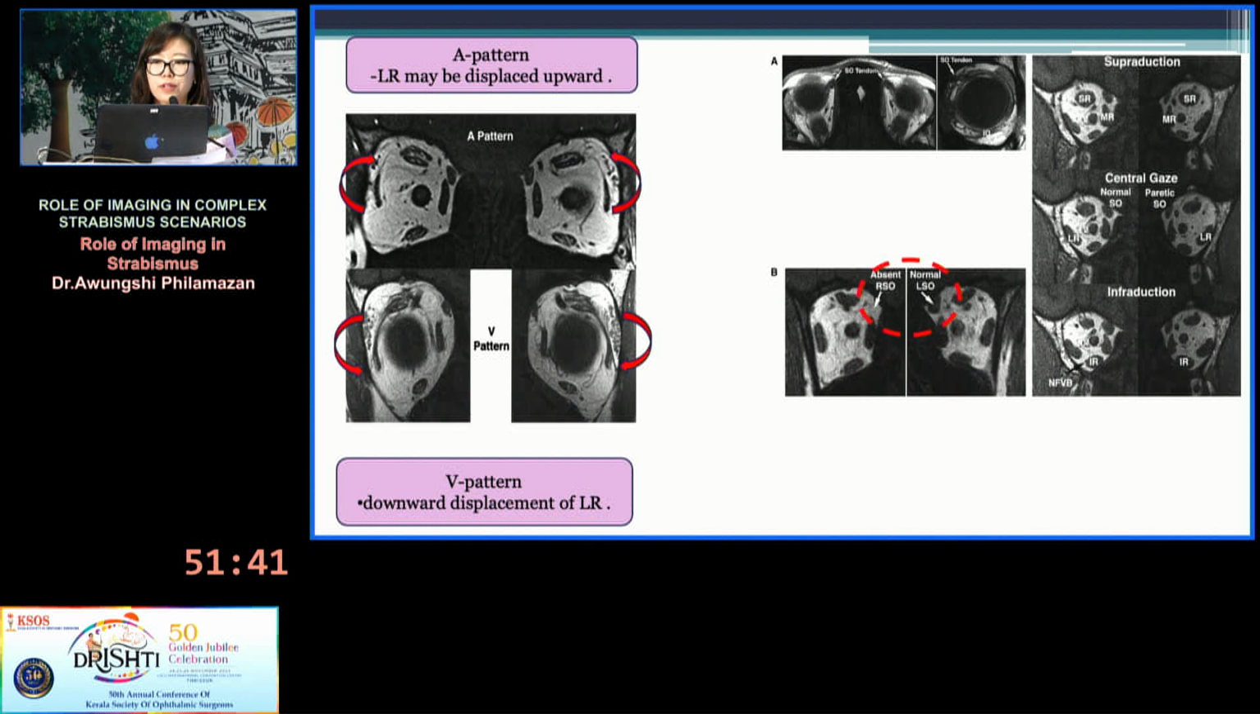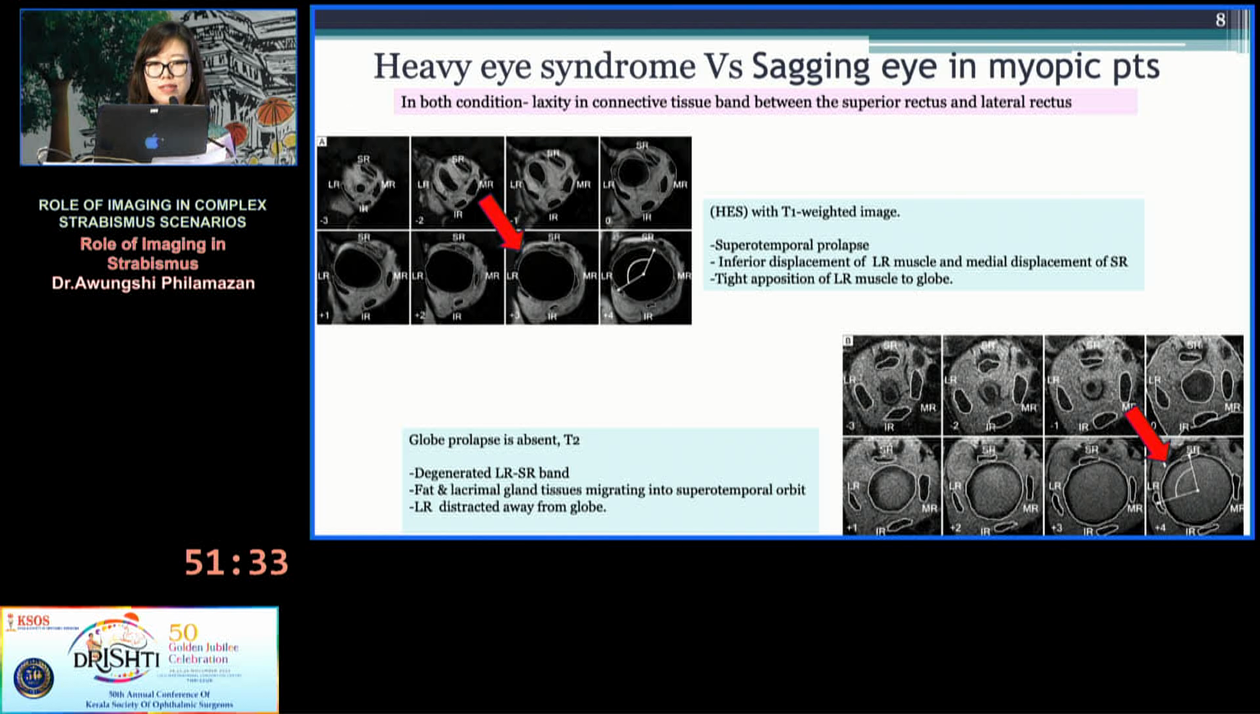Even in superior oblique palsies, it can be either absent or paretic, as Park's three-step test in various studies has shown that it's only 70% sensitive. It also helps to differentiate between heavy eye syndrome and sagging eye syndrome.